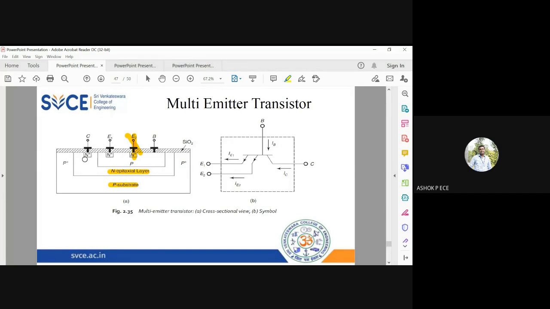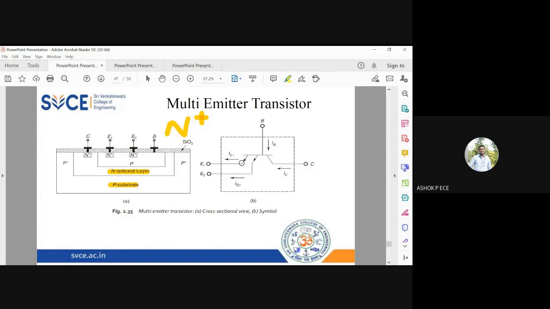See, in the N region, if they give N plus, it means this particular region is going to be heavily doped. N region is a normal N-type semiconductor. If they put a plus, it means that particular region is heavily doped. It will have more N-type donors. In collector and emitter, you can see N plus, and for base you don't have N plus, you have base directly connected to the P-type. So construction-wise, you can see you have two emitters here, E1 and E2, in the transistor fabrication, and this is the equivalent circuit of the transistor.